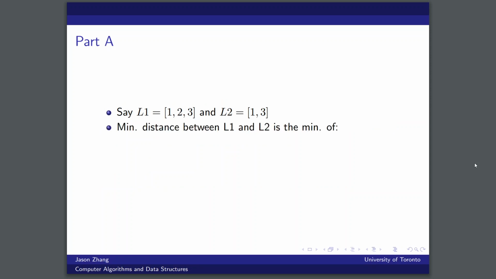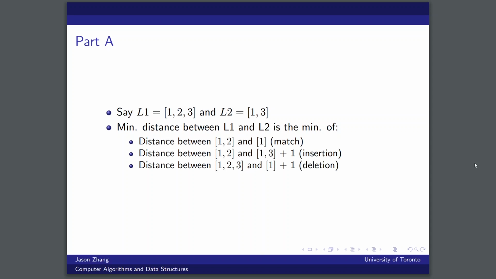So let's just step back and think about this for a moment. So let's say we have these two lists, L1 and L2. The minimum distance between them is going to be the minimum of the following three cases. The distance between [1, 2] and [1], the distance between [1, 2] and [1, 3] plus 1, and the distance between [1, 2, 3] and [1] plus 1.